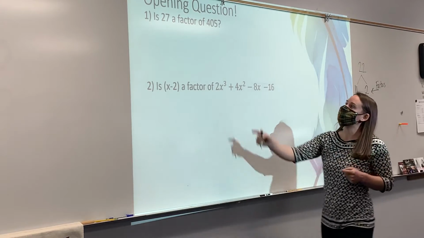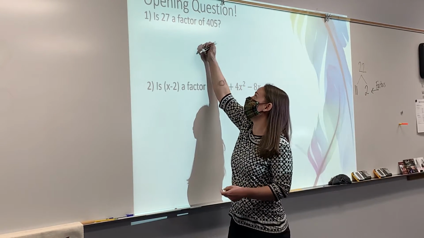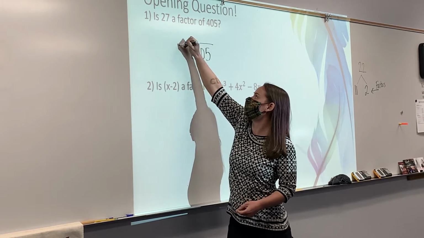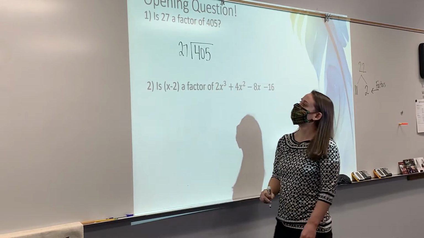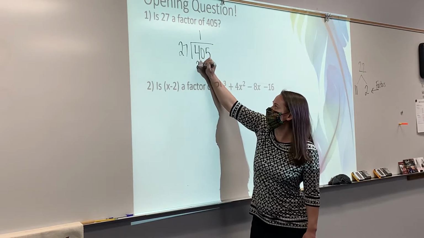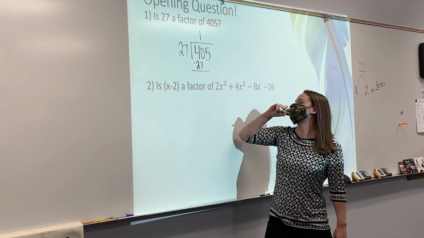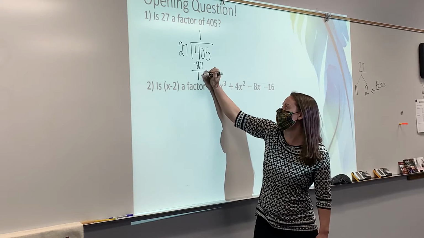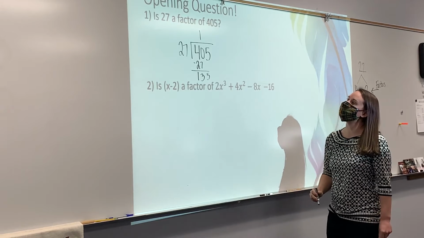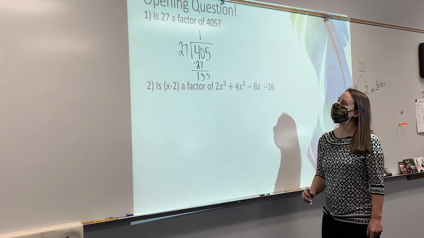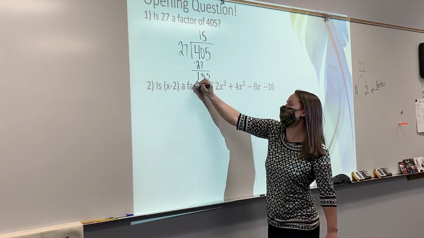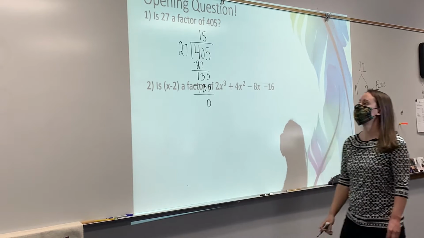So if I want to figure out if 27 is a factor of 405, I do some division. Help me out, 27 goes into 40 once. 40 minus 27, is that 13? Drop down the 5. 27 goes into 135 5 times. 135 minus 135. Do I get a remainder? No.